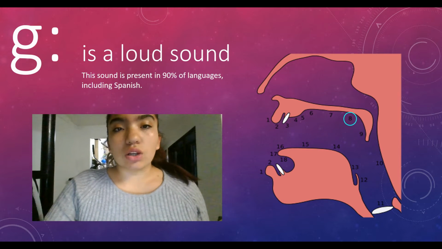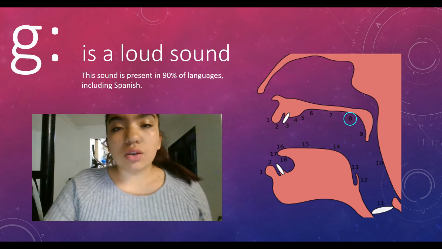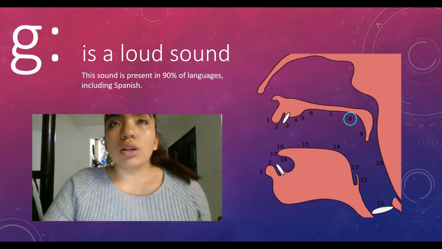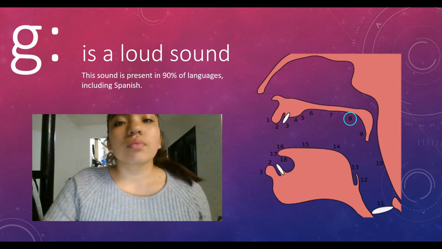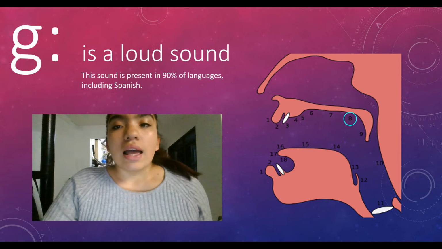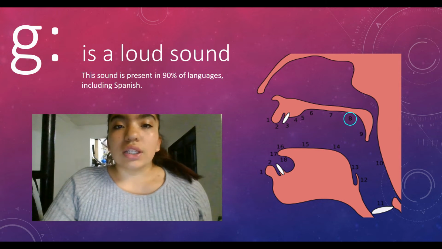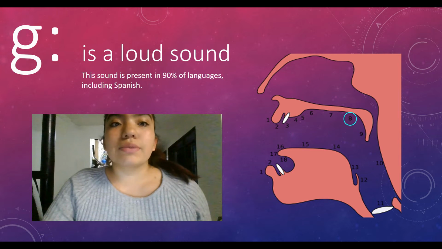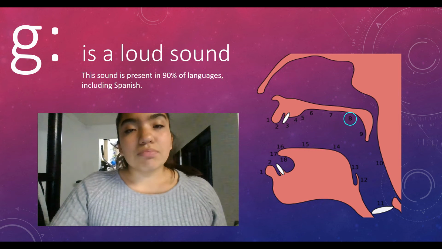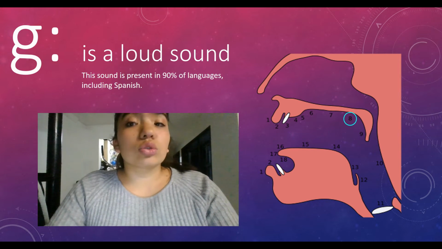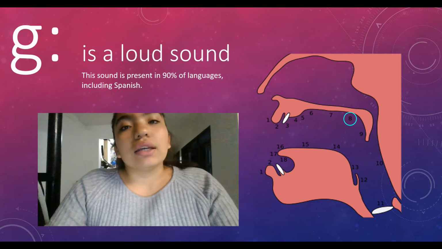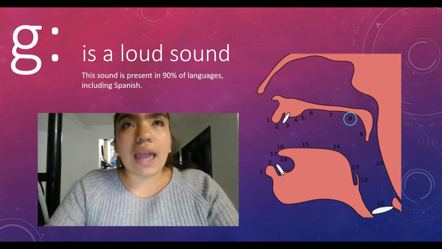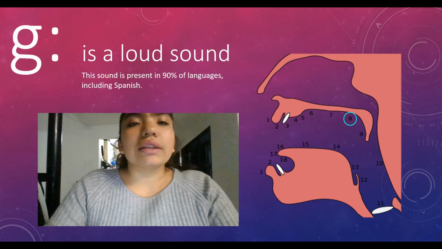G is a voiced sound. The voiced velar occlusive is a consonant sound whose symbol according to the International Phonetic Alphabet is G. This sound is present in 90% of languages, including Spanish. Its mode of articulation is occlusive, which means that it is produced by the obstruction of the air flow in the oral tract.